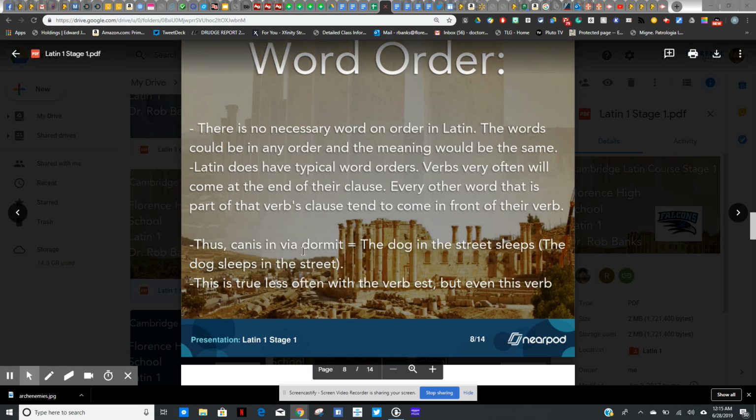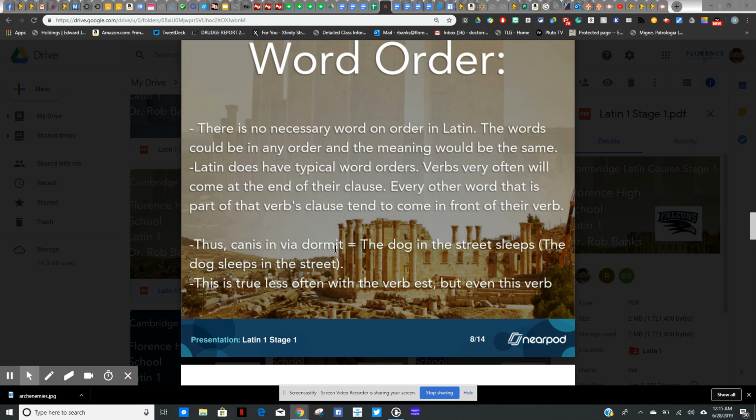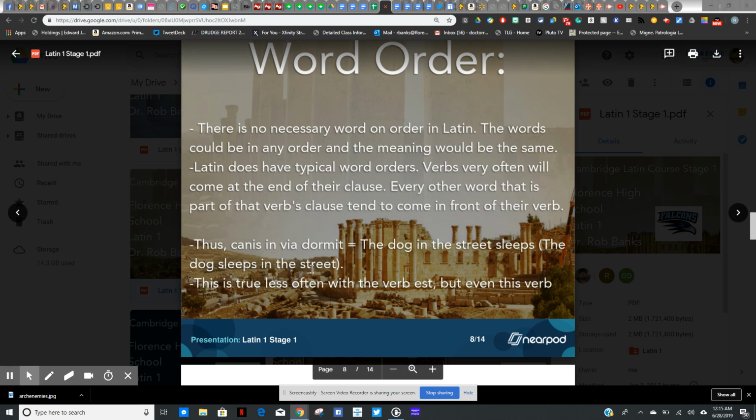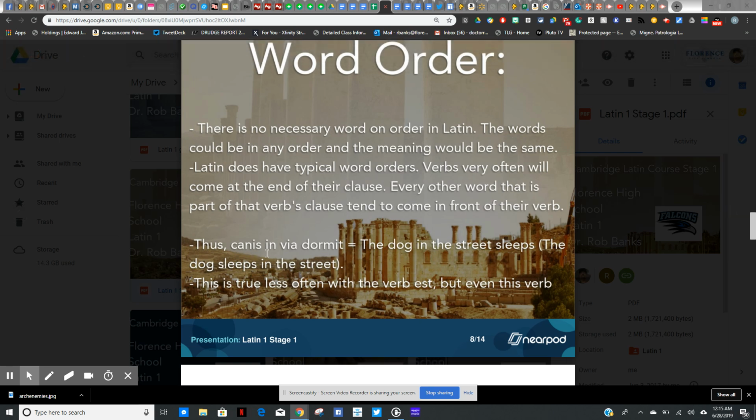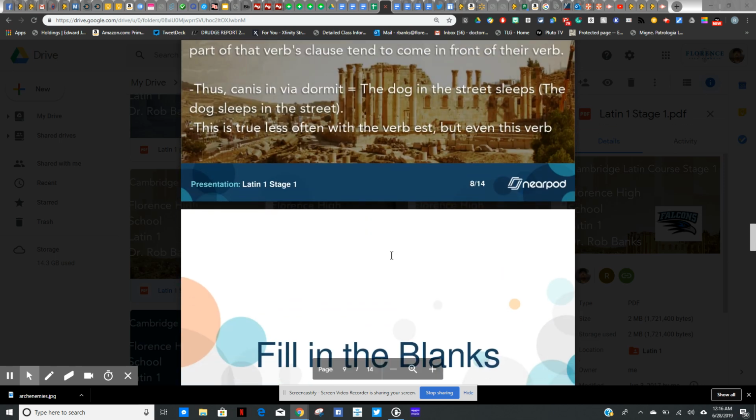Thus, canis in via dormit, the verb dormit comes at the end. So reading this left to right, I get the dog in the street sleeps. More naturally in English, we wouldn't put the verb last. We would say the dog sleeps in the street. Right? So the dog in the street sleeps. The dog sleeps in the street. Right? Subject first, verb last, everything else in between. Right? True less often with the verb est, but even with that verb, though, it does happen very often.